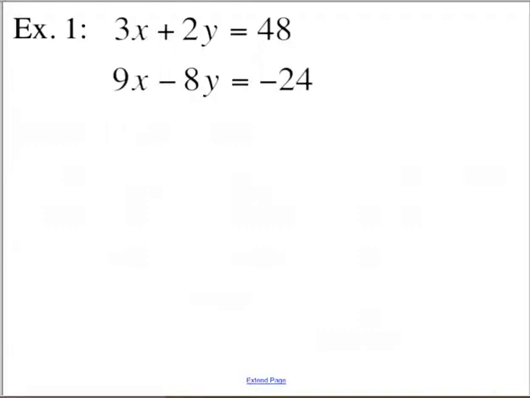The first example that I have is 3x plus 2y equals 48 and 9x minus 8y equals negative 24. So they're both written in standard form. What you want to do is look to see what you can eliminate, your x's or your y's. And in this case, I could either multiply the top equation by a negative 3 so that I would eliminate my x's, or I could multiply the top equation by a positive 4 so that I could eliminate my y's. I did the multiplying by the negative 3.